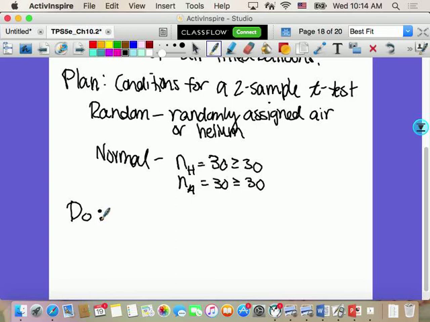Now, when you click on stats, you have an X bar 1. Okay? That's our helium. Helium was our first one. So what was that? 26.5. And our Sx1, 1.92, that's the sample standard deviation. And what was the n1? The sample size, 30. Now do the same thing for air-filled. That's going to be 2.1, 2.79, and 30.